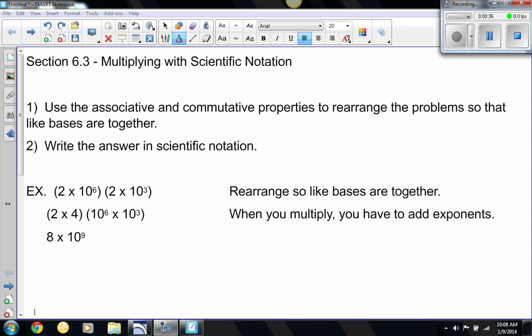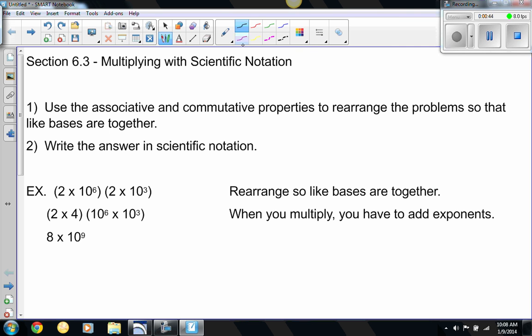And I have one example shown here already. You can see that my original problem was 2 times 10 to the 6th, and then times 4 times 10 to the 3rd. And so if we use what this says, I'm going to rearrange it so the like bases are together. The 2 and the 4 go together because they're both regular numbers, so they're like bases. And then you're going to put the 10 to the 6th and the 10 to the 3rd together because those are like bases. They both have 10s.